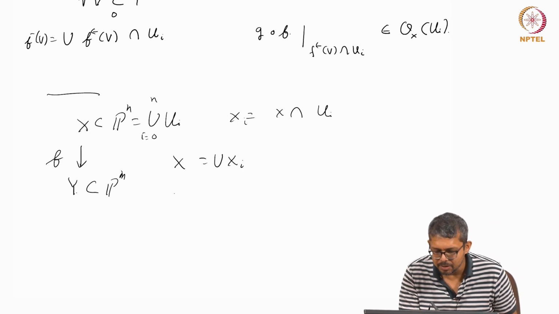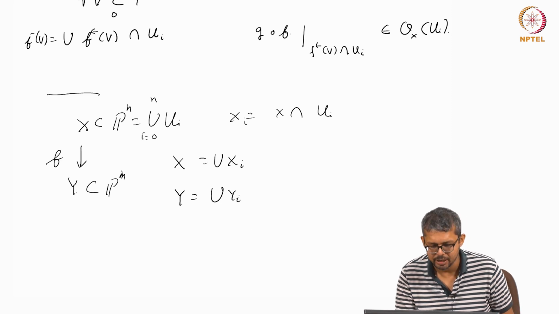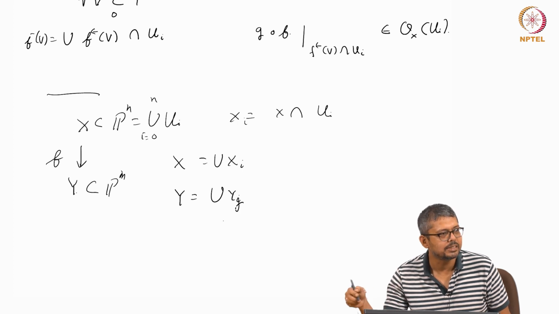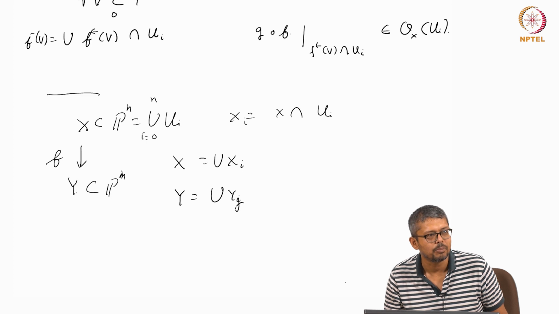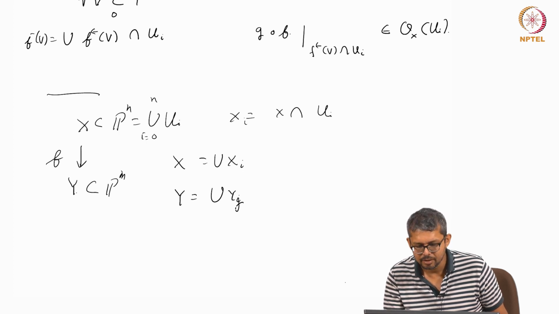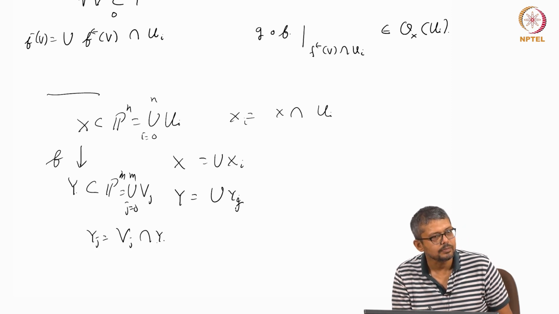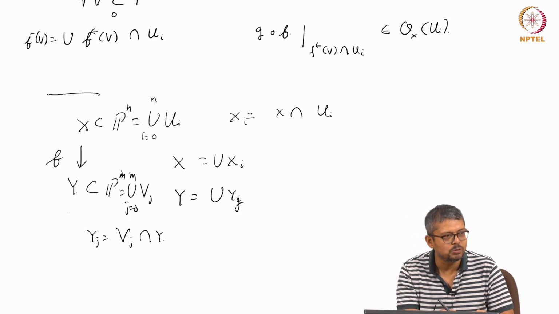Similarly, you can write Y as the union of the Yj, where Yj is Y intersection Vj, and the Vj are the standard affine open subsets. Because P^m is the union of Vj, j equal to 0 to m, and Yj is Vj intersection Y. So what do you do now? How do you construct a map from X to Y?